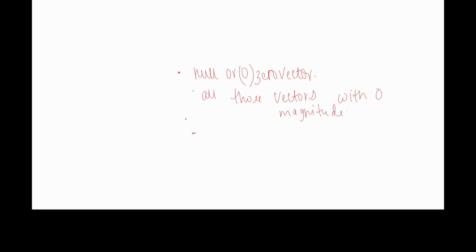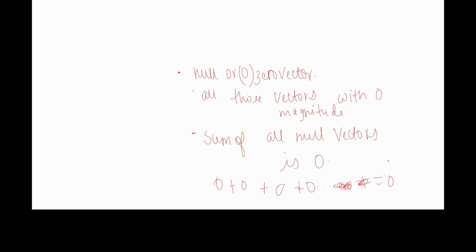For example, if I add two vectors and get an answer, I can use this null vector for that. So I can say that the sum of all null vectors is 0. If I add 0 plus 0, that equals 0. So the addition of all the null vectors gives me 0.